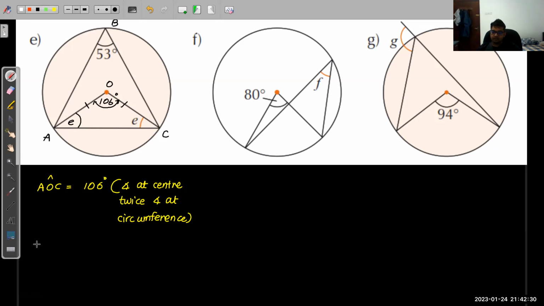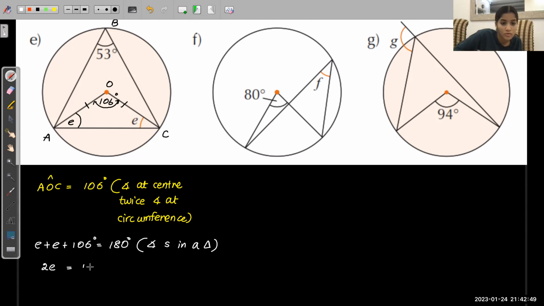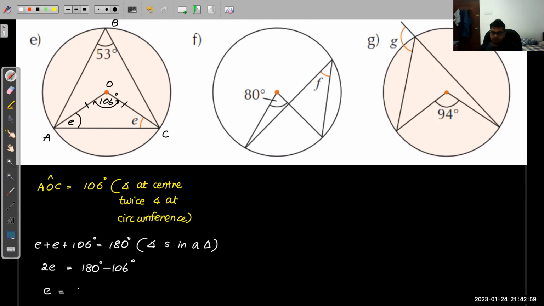Then you can write E plus E plus 106 equals 180, angles in a triangle. Is that clear? Yes. Okay. 2E equals 180 minus 106. 2E equals 74, divided by 2.